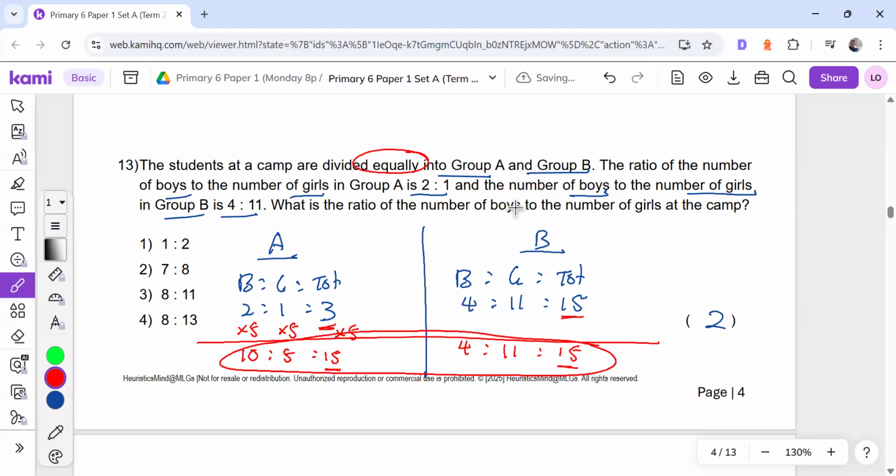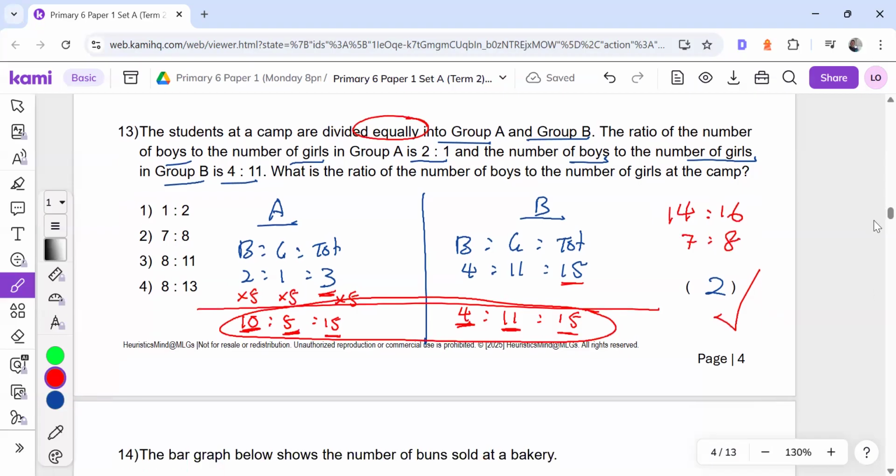What's the ratio of boys to girls? So boys is 10 plus 4, 14. And the girls is 5 plus 11, 16. 14 is to 16, so divide by 2 and divide by 2. Answer number 2. Those of you in my lessons, you cannot get this wrong. If you still get it wrong, then how many times must we say this? So don't get it wrong. Let's go on to the next one.